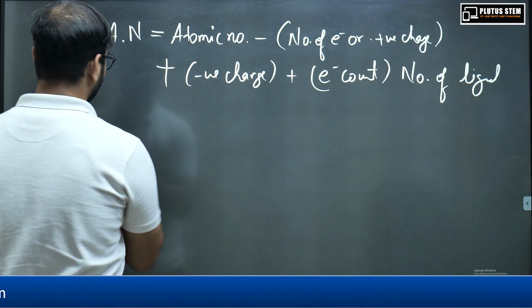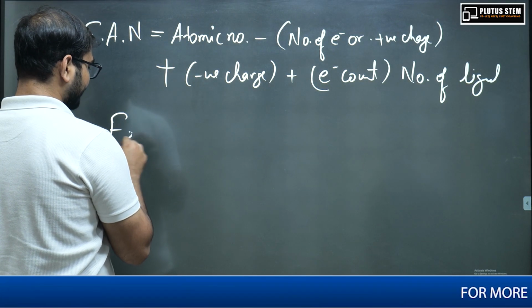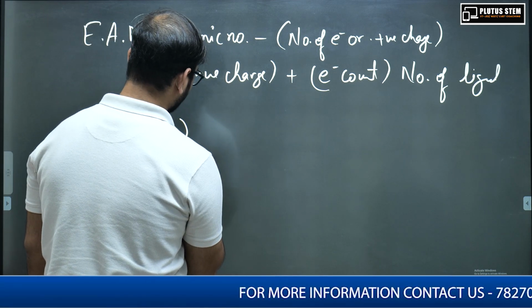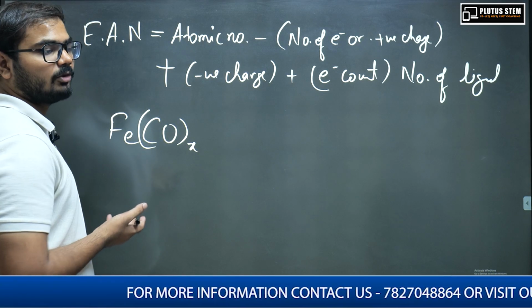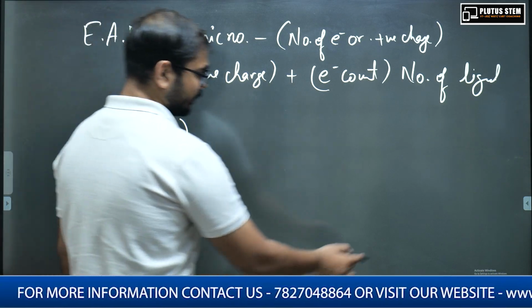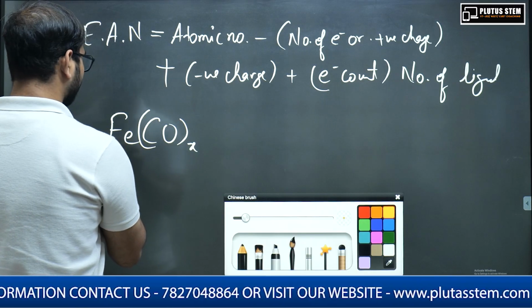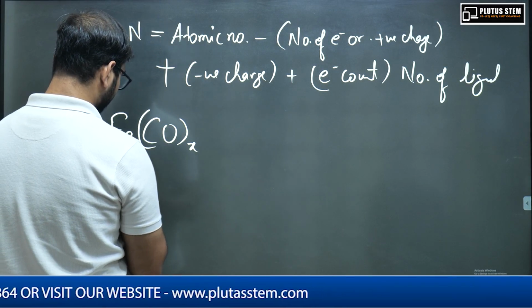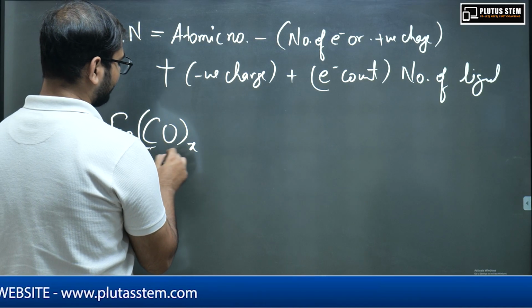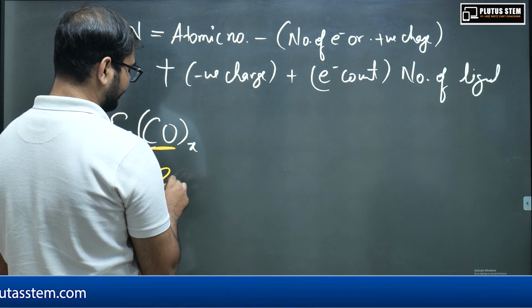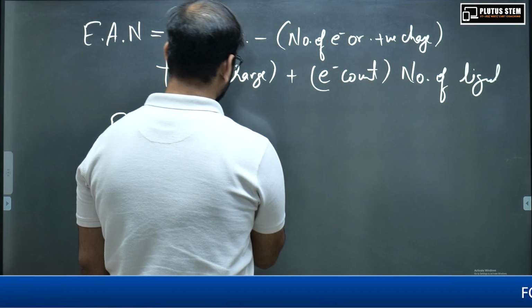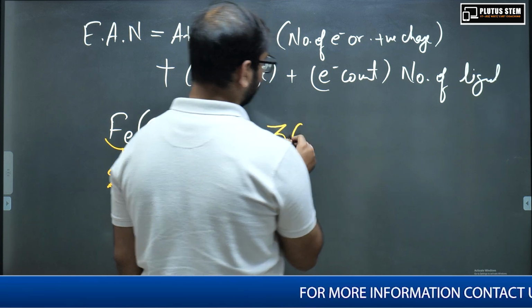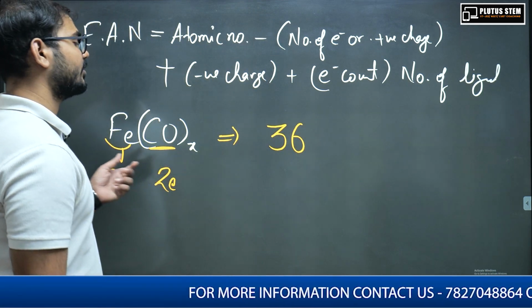So here, for example, if I have a complex of Fe with carbonyl, and I need to find how many carbonyls I require to form a stable complex with Fe. Fe belongs to the 3d series. It has total electrons equal to its atomic number, which is 26, while every carbonyl, like any other ligand, will provide 2 electrons. So if I assume this complex to be stable, the total electron count must be equal to 36, which is the nearest noble gas to Fe.